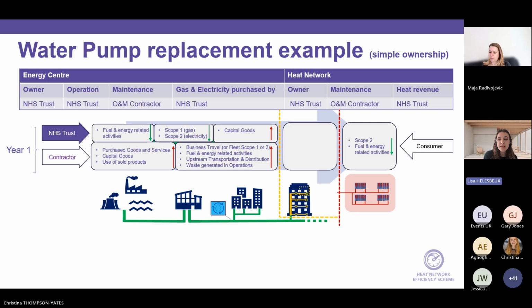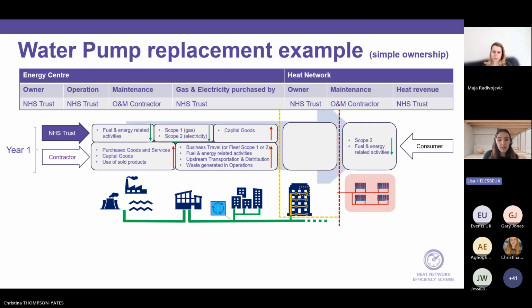They will also be reducing their scope 1 emissions, assuming, for example, that the energy center runs a combined heat and power plant. They will be reducing their gas consumption. They will also be reducing their scope 2 emissions because the new water pump, we can assume, is more energy efficient than the old one. However, one important point: the scope 3 capital goods reporting will be increased in year 1 because they are investing in a new piece of equipment, the water pump here, which will then come with its own embodied emissions.